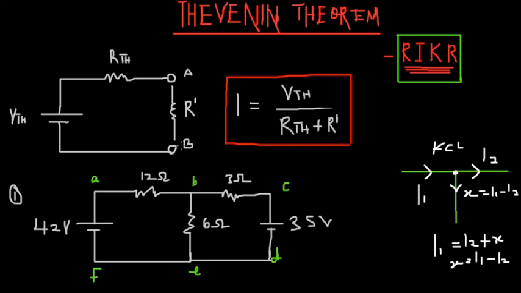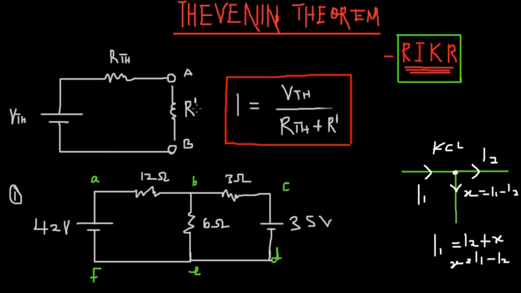Now, for Thevenin's theorem, there are only two things you need to know. I always say that Thevenin's theorem is, I think, the simplest of all the theorems. The first is this formula: I equals VTH over RTH plus R prime. The R prime is the resistor you are being asked to find the current that is passing through.